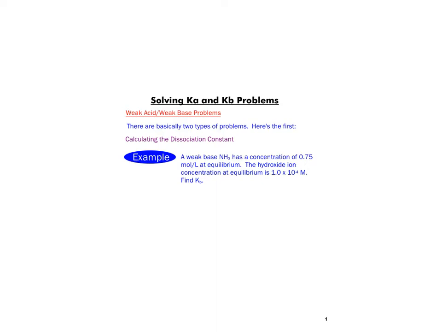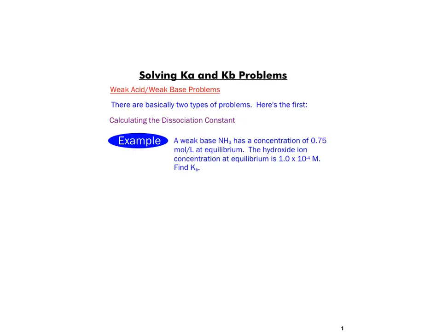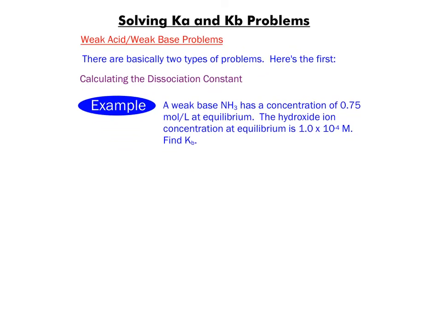Hey grade 12s, today what we're going to do is look at solving Ka and Kb problems, and we're going to start by looking at weak acids and weak bases. There's two types of problems we're going to look at today. We're going to look at calculating the dissociation constant, and that's what we're going to start off with.